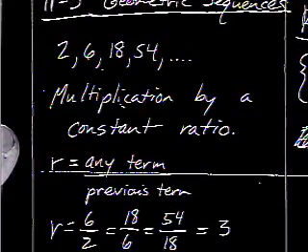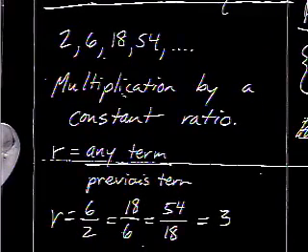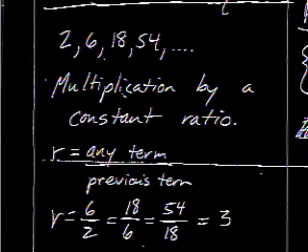In this case, if we take the terms in this particular sequence and divide them, 6 divided by 2, 18 divided by 6, 54 divided by 18, every time we come up with 3. So we know that the constant multiplier for this one is 3. Therefore, we can determine other terms of the sequence, whether it be the next term or the 500th term or something like that.